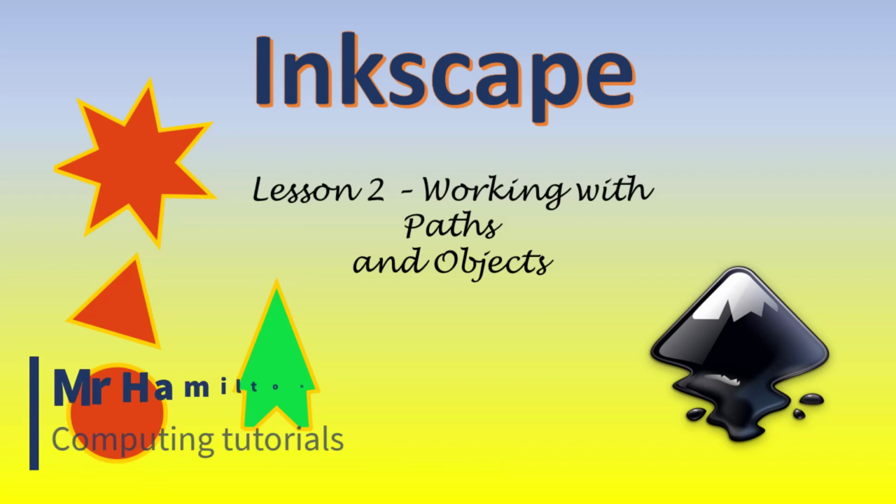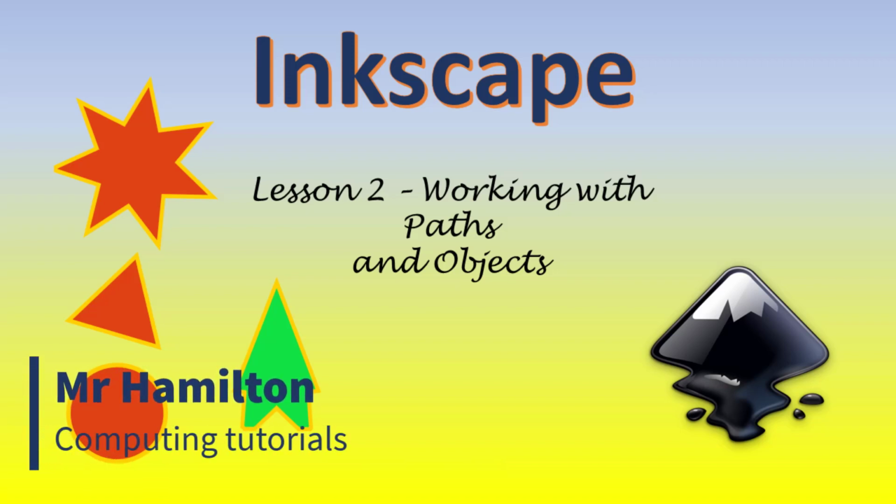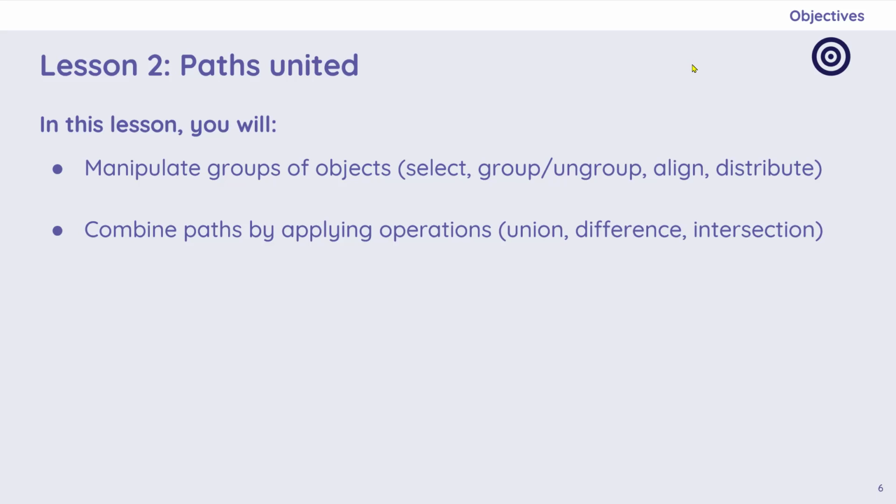Second tutorial on Inkscape, we're going to be looking at working with paths and objects. See a link in the description if you haven't seen the first lesson. So we're going to look at how we can work with groups of objects, select objects individually or multiple objects at the same time so we can group or then ungroup them. We'll also be looking at how we might align and distribute them around the page.